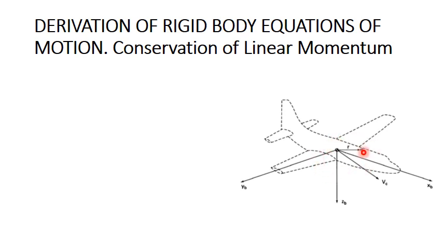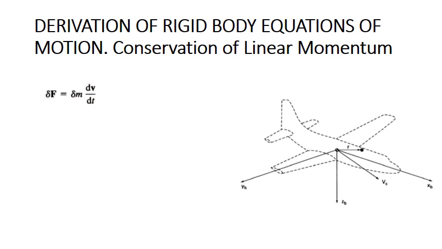If we let the infinitesimal mass dm be an element of mass of the airplane, and the velocity V be the velocity of the elemental mass relative to an inertial frame, and the infinitesimal ΔF be the resulting force acting on the elemental mass, then Newton's second law yields that ΔF equals Δm times dV/dt.